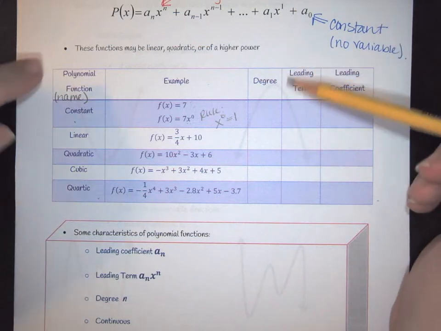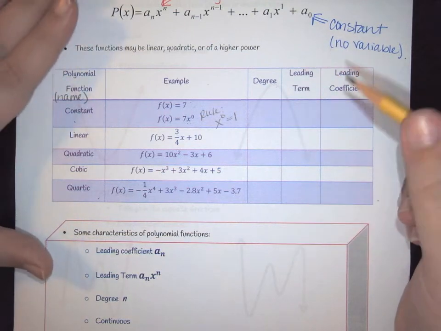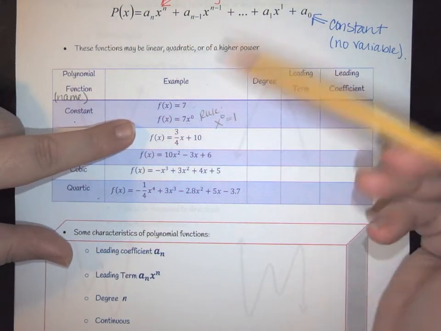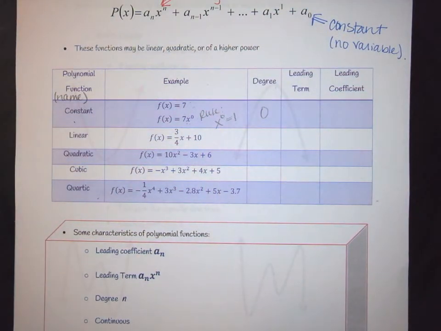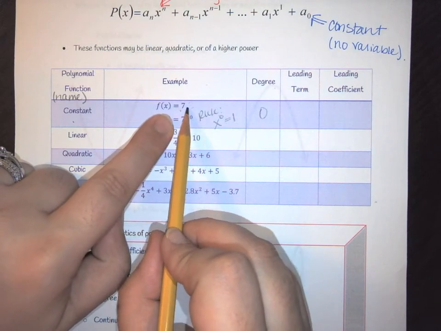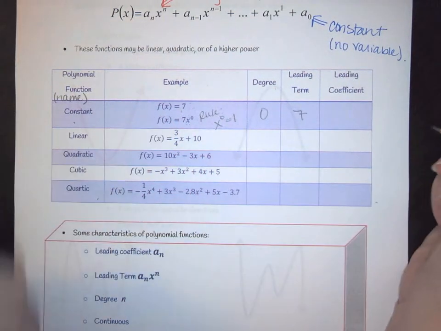Now with that, your degree is going to come purely from your highest x power term. So when we're looking at a constant, we don't have it, therefore your degree has to be a 0. Now your leading term is going to be the term that comes first in your problem. So here, the only thing we have is a 7. So my leading term here is a 7.